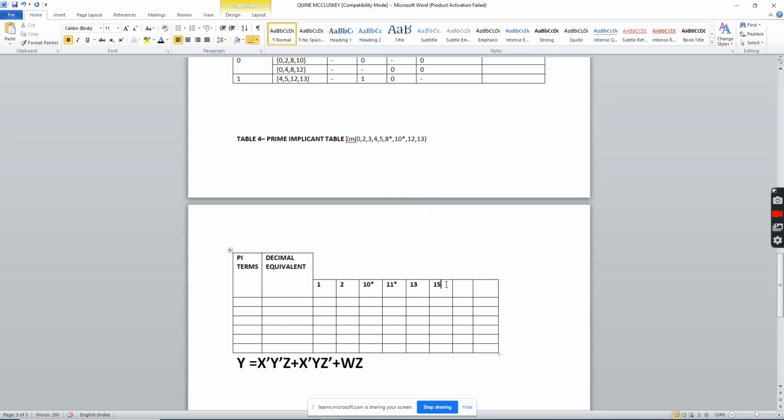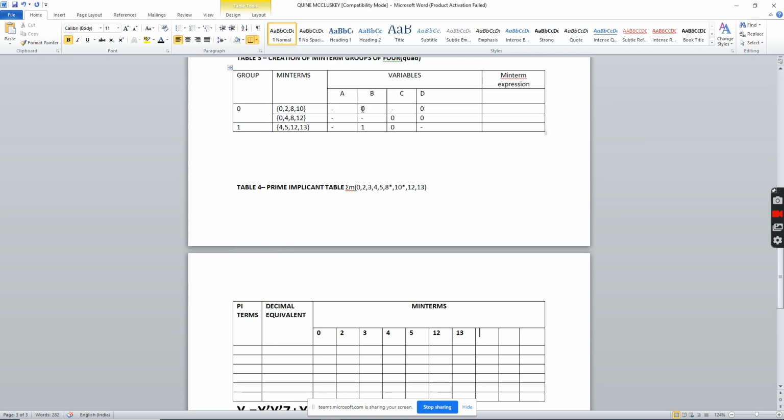So I will start filling the columns. 0, 2, 3, 4, 5. 8 and 10 I will not take, only because they are don't care terms. I will not consider them. Even if I take them, it doesn't matter. However, if people feel comfortable, you can do it so. Is there any other combination possible? No. So this will be the last table. So in the last table I will copy all the terms here.